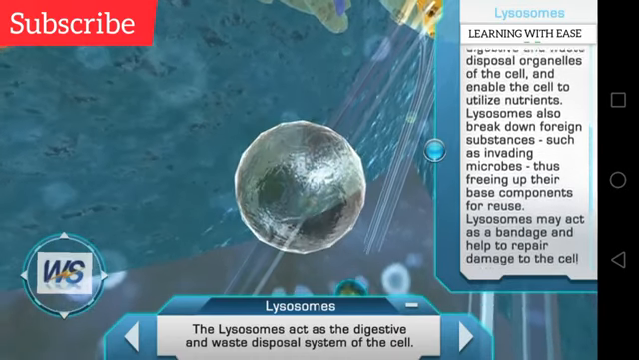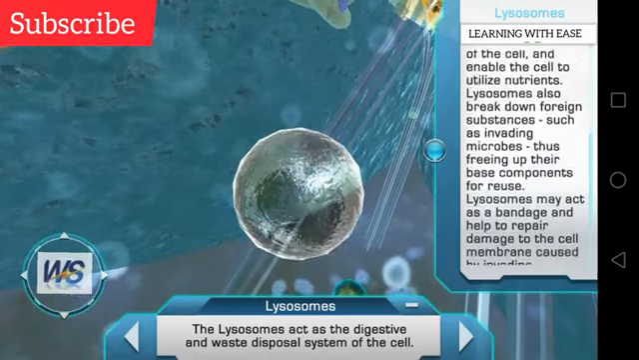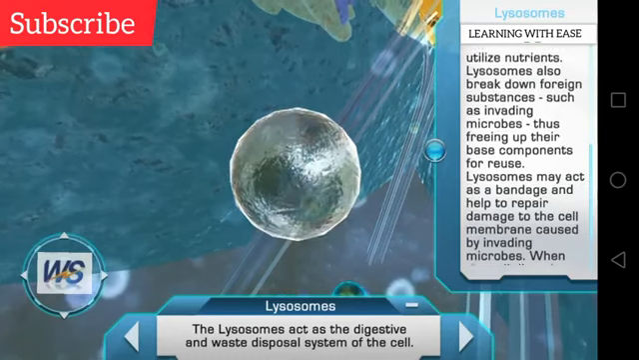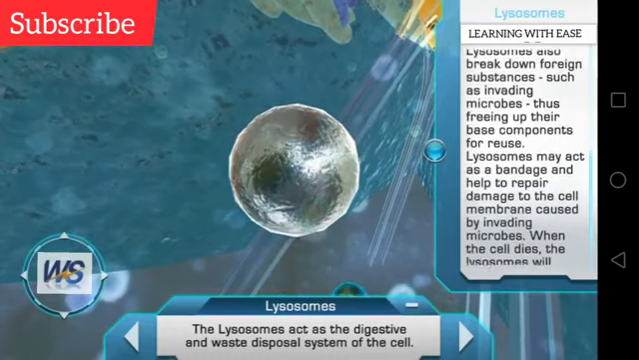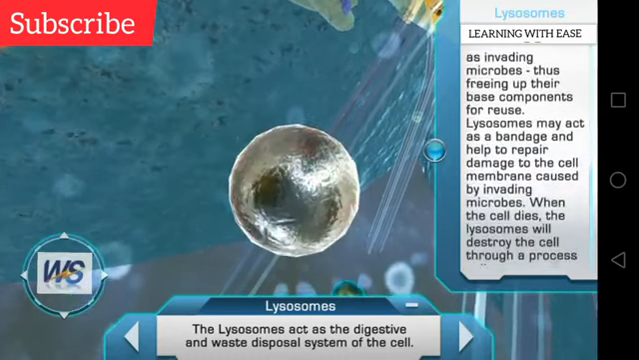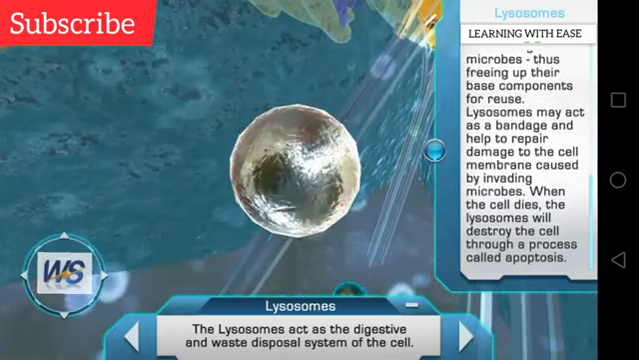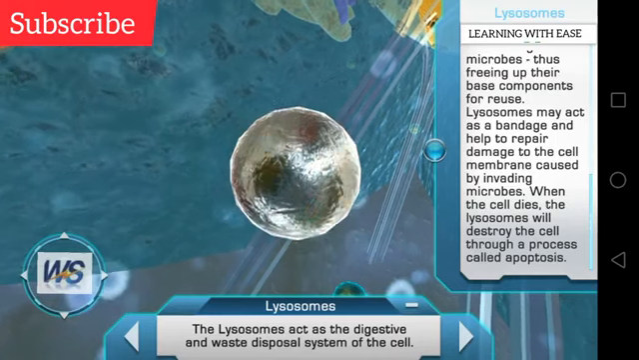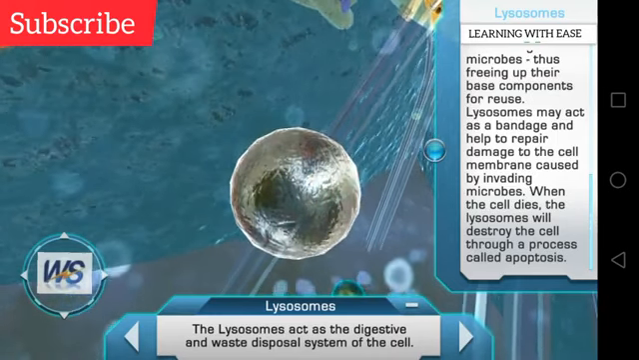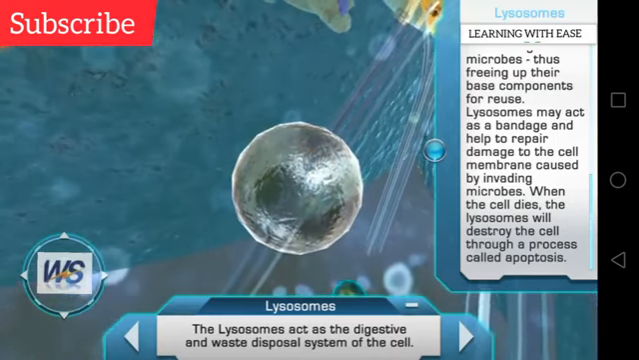Lysosomes also break down foreign substances, such as invading microbes, thus freeing up their base components for reuse. Lysosomes may act as a bandage and help to repair damage to the cell membrane caused by invading microbes. When the cell dies, the lysosomes will destroy the cell through a process called apoptosis.